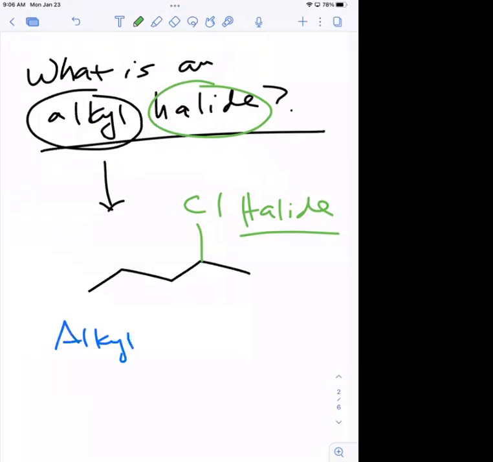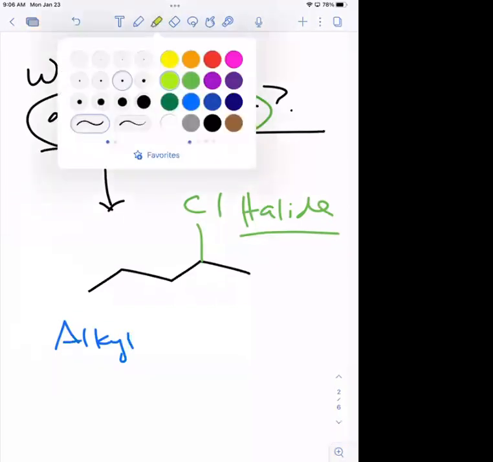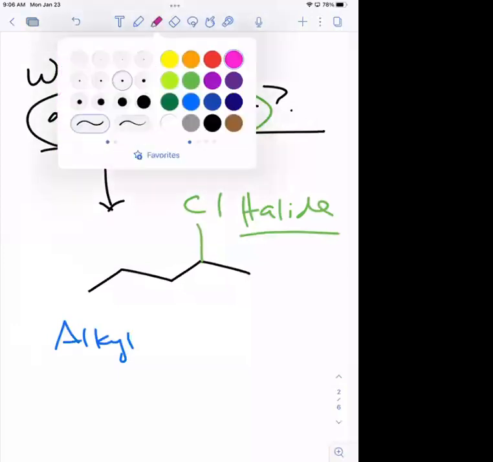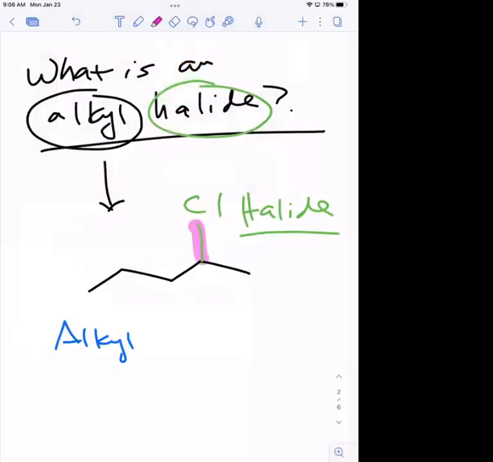Right, so it's a type of functional group. It has a lot of utility, basically because of the carbon halogen bond right here. So this bond right here. Hold up. Right, that carbon halogen bond is very reactive. So I can do a lot of different things there.